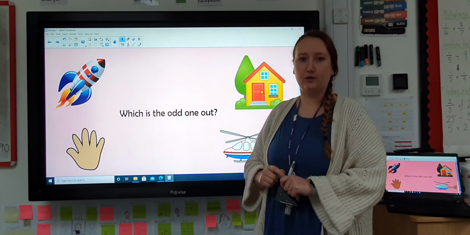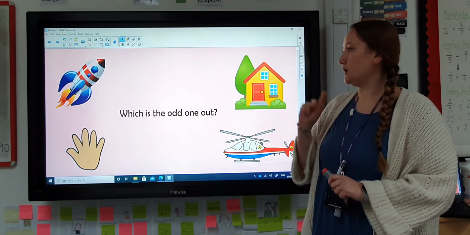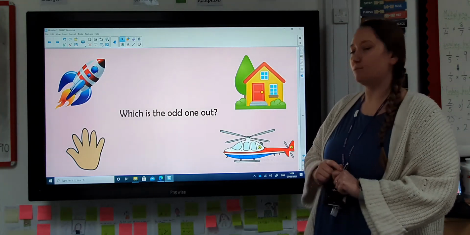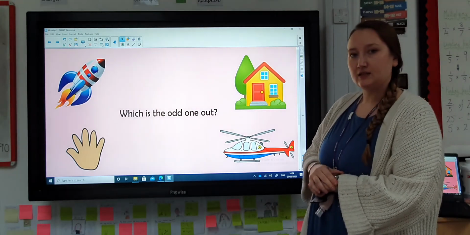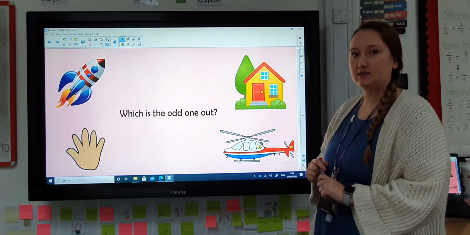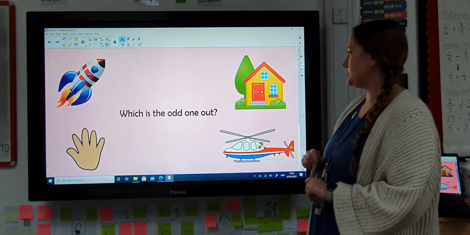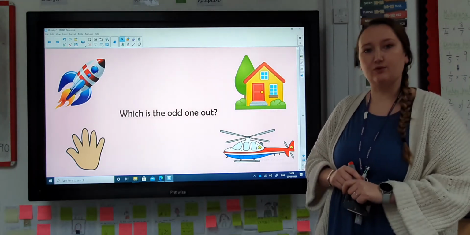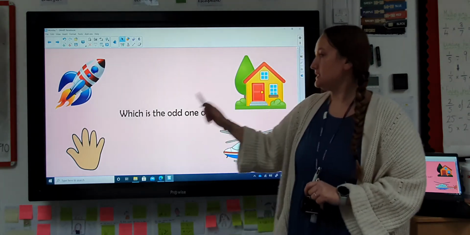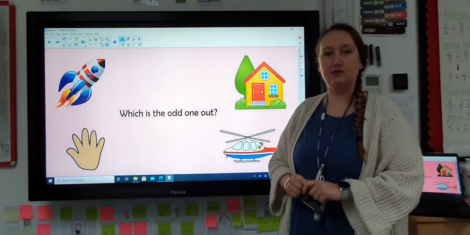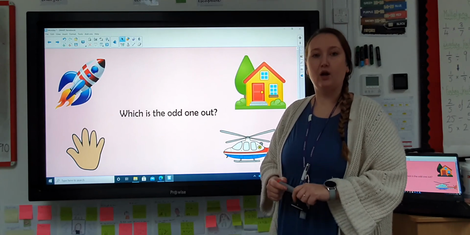Which one is the odd one out? Okay, 1, 2, 3, you tell me. Which one do you think? You think it's the rocket? And why do you think it's the rocket? Because rocket begins with the phoneme r, and hand, house and helicopter, they start with the phoneme h.